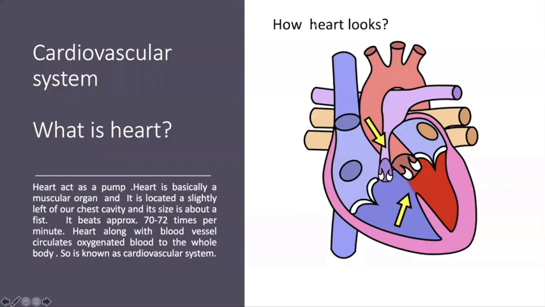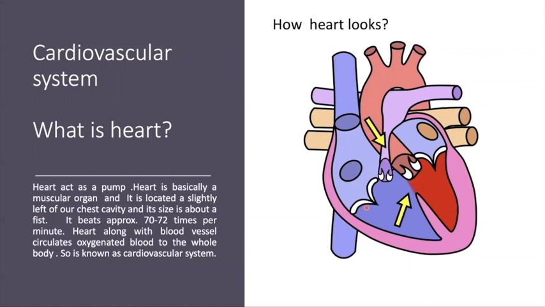Today, heart. Heart acts as a pump. Heart is basically a muscular organ and is located slightly left in our chest cavity, and its size is approximately about a fist. It beats around 70 to 72 times per minute.